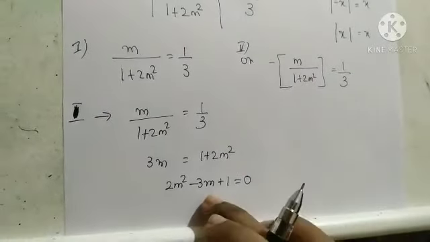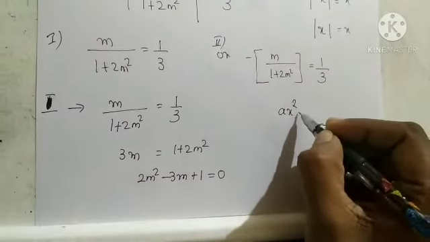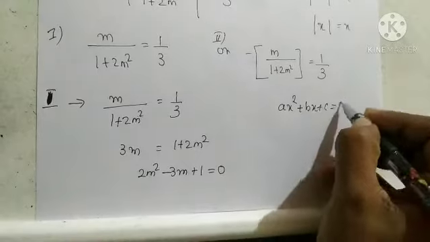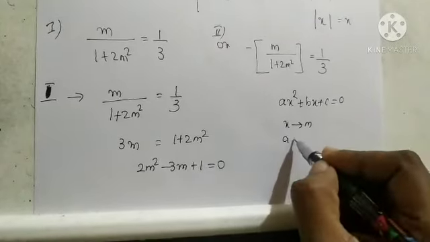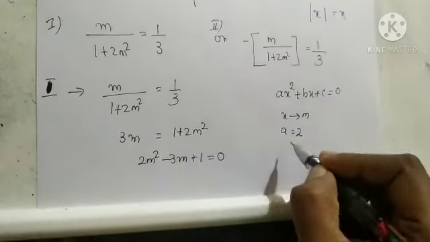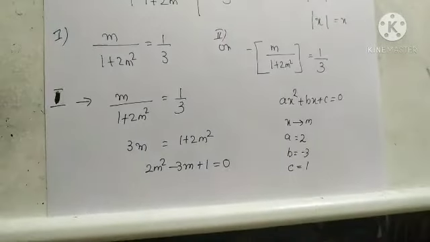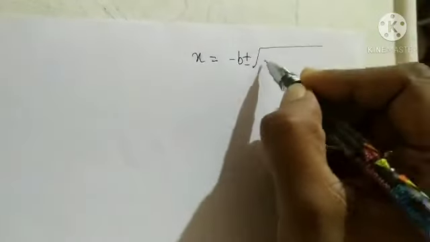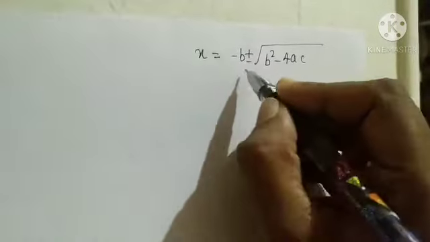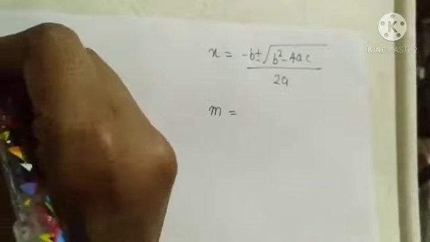Right. So this is a quadratic equation of the form ax square plus bx plus c equal to 0. Here x changes to m, and a is 2, b equal to minus 3 and c is 1. Okay. And we know that the solution of a quadratic equation is x equal to minus b plus or minus root of b square minus 4ac divided by 2a. But here it is m. So don't forget to write m here.